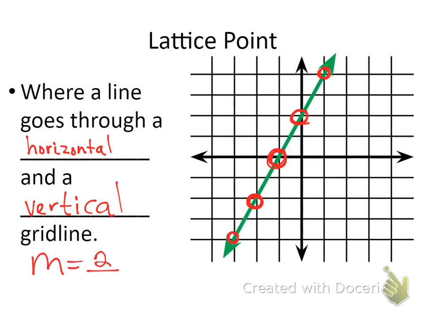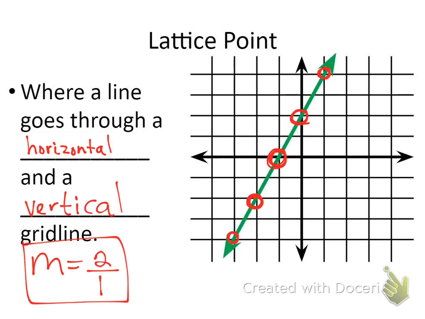And my run was 1. So the slope is 2 over 1. Now, when you're talking about slope, you're using a lowercase m, okay? So anytime you're talking about slope, if you would just put 2 over 1, I'd take a point off because I don't know what you're talking about. So always make sure you use that lowercase m to represent slope.